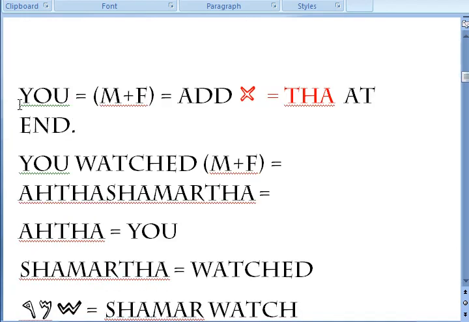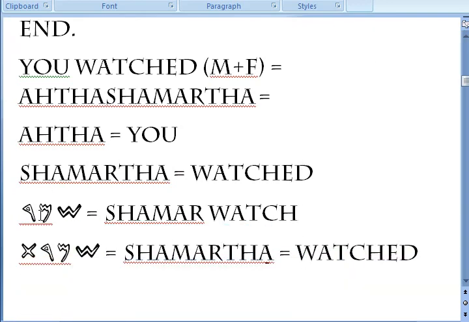Now the next one is you, male or female. You add a tha at the end of the word. You watched, male or female: atha shamar tha. Atha is you, shamar tha is watched. You have the word shamar, which is to watch, and when you say you watched in the past tense, you would say shamar tha.